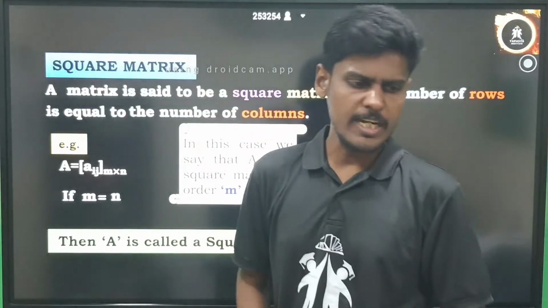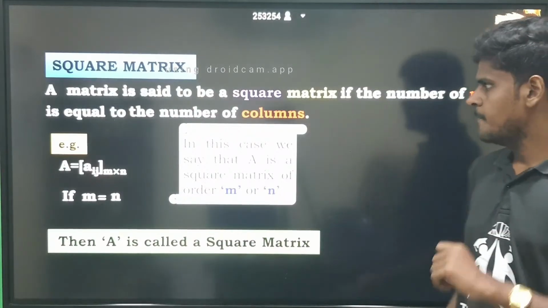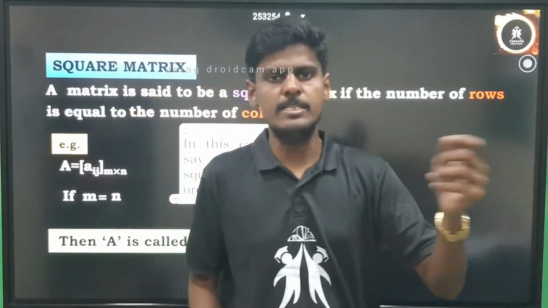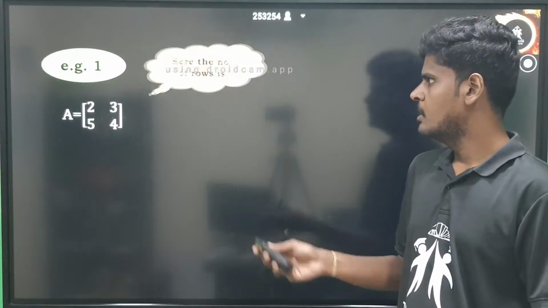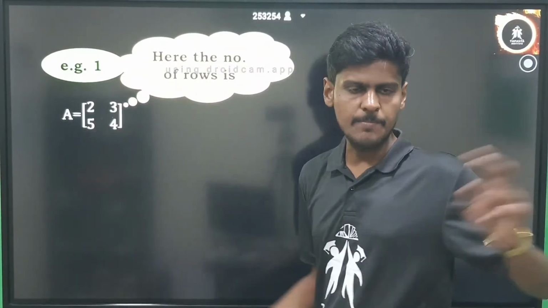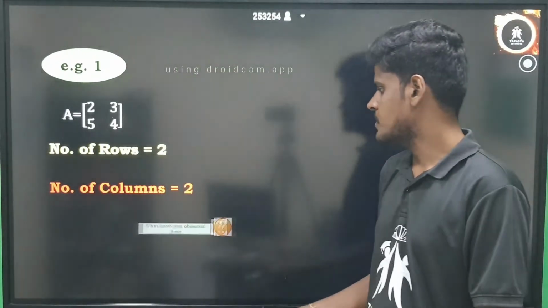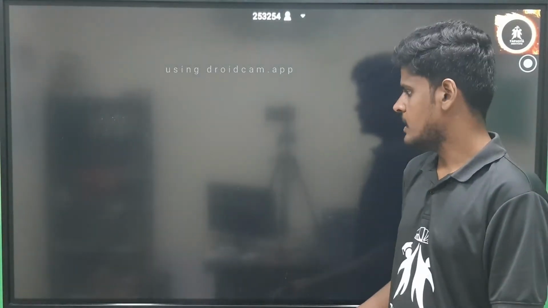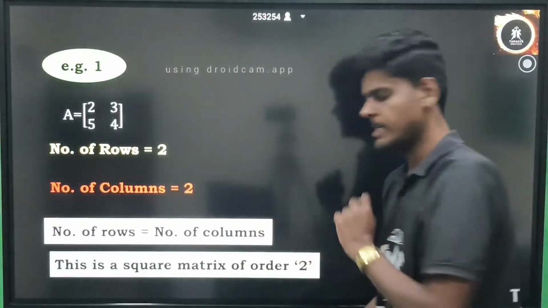In general, instead of writing 3 by 3, 2 by 2, we denote a square matrix by saying it is a square matrix of order 2, of order 3. That means it is a 3 by 3 matrix, 2 by 2 matrix as such. For example, this matrix has 2 rows and 2 columns. As the number of rows and columns are equal, this is an example of a square matrix. Number of columns is 2, so this is a square matrix of order 2. Generally we write the order as just one number, because both these numbers are equal, we just write it once.